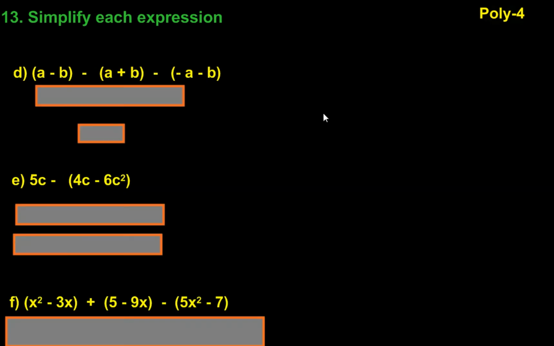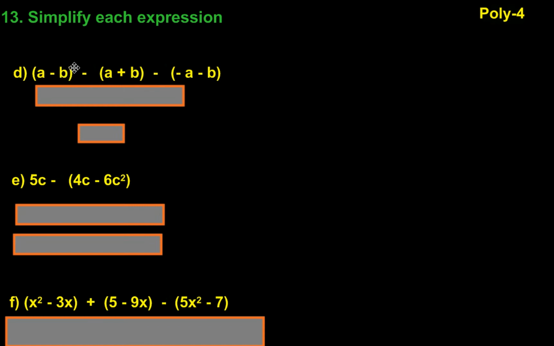For number 13, we're going to do D, E, and F. We're going to simplify each expression. So D doesn't have any numbers. It's all letters. And we have A minus B. And then we have a subtraction of A plus B. And then another subtraction of negative A minus B.